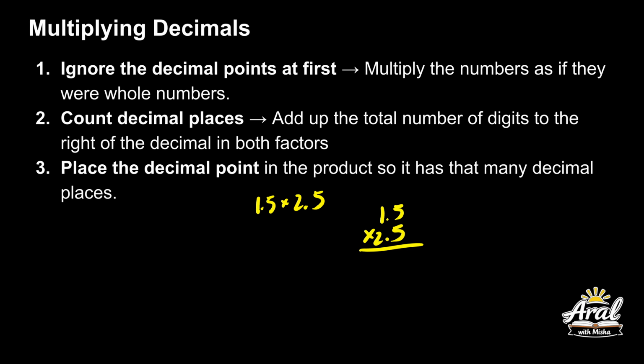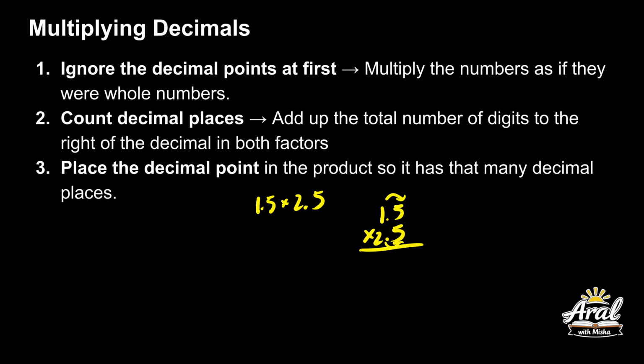Okay? Count decimal places. Add up the total number of digits to the right of the decimal in both factors. So, ibig sabihin to the right, papunta doon, papunta dyan. Okay? Mamaya yon. Then, place the decimal point in the product so it has that many decimal places.